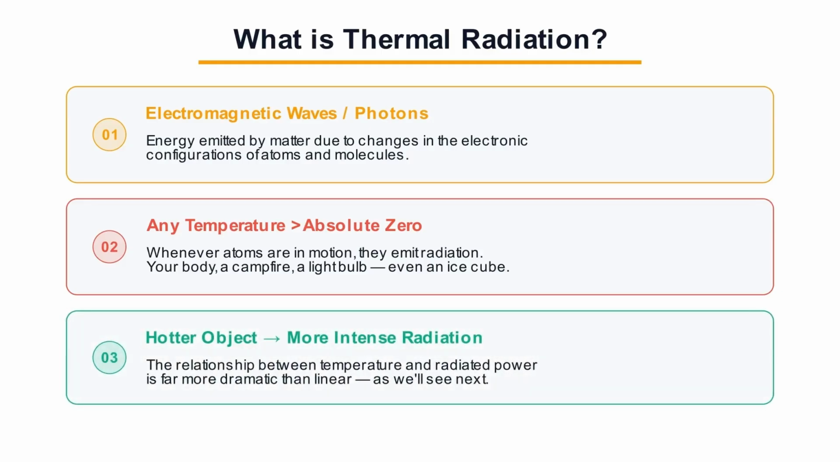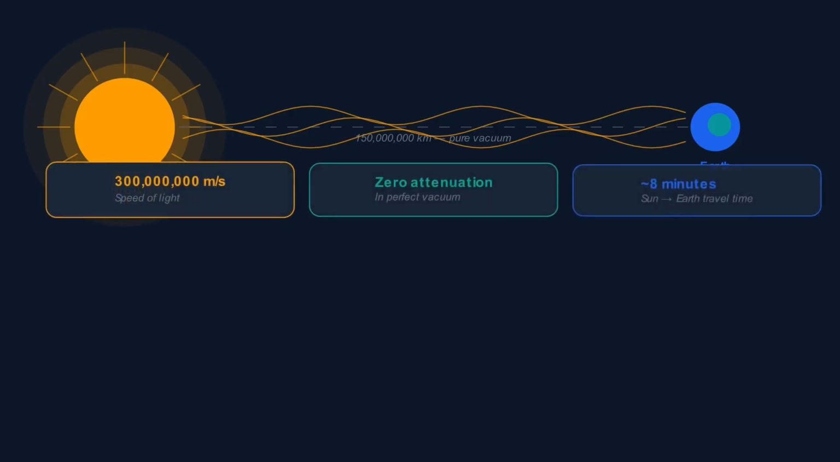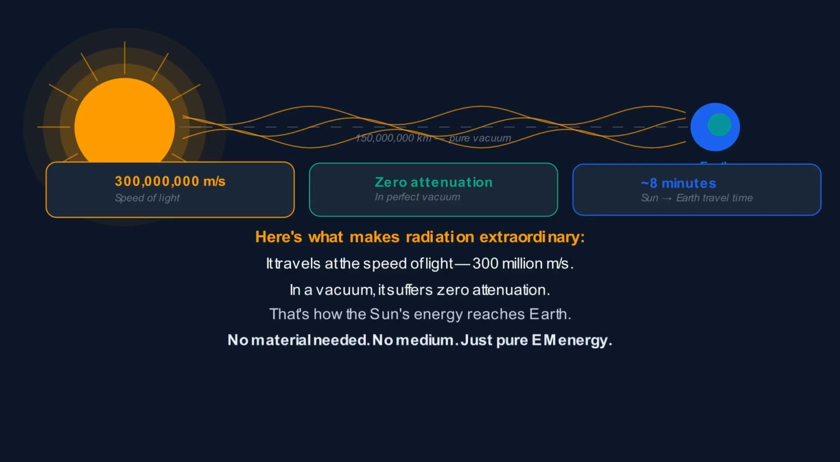Basically, whenever an object has any temperature above absolute zero, its atoms are in motion, and that motion causes them to emit electromagnetic radiation. Here's what makes radiation extraordinary. It travels at the speed of light, 300 million meters per second, and in a vacuum it suffers zero attenuation. That's exactly how the energy from the sun, 150 million kilometers away, reaches us here on Earth. No material needed, no medium, just pure electromagnetic energy streaming through space.